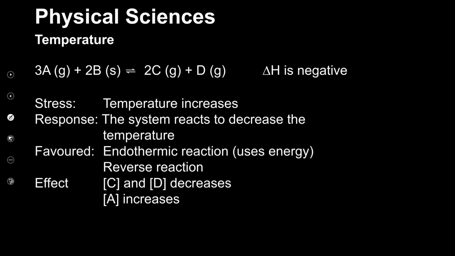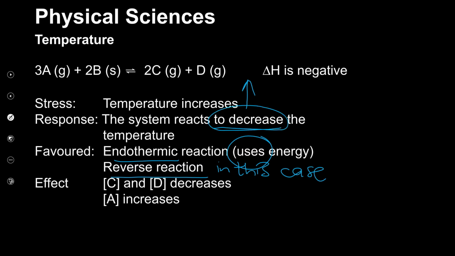The stress is an increase in temperature. What does an increase in temperature mean? That it will favor the endothermic reaction, the one that uses the energy, and in this case, it is my reverse reaction. So the system will react to try to decrease the temperature by favoring the endothermic reaction, in this case, as I said, the reverse reaction. And what will the effect be on C and D? If we favor the reverse reaction, it means that we will use C and D and it will make more of A.